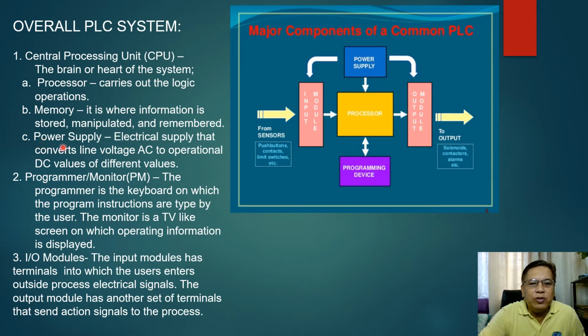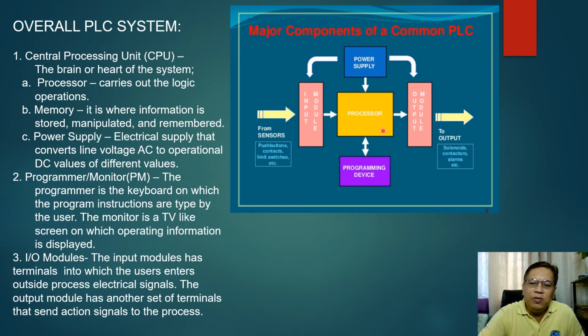Then you have the power supply. Power supply is the electrical supply that converts line voltage AC to operational DC values of different values. So your PLC is connected directly to your outlet, which is in the form of AC, and it will be converted to DC to run your PLC.